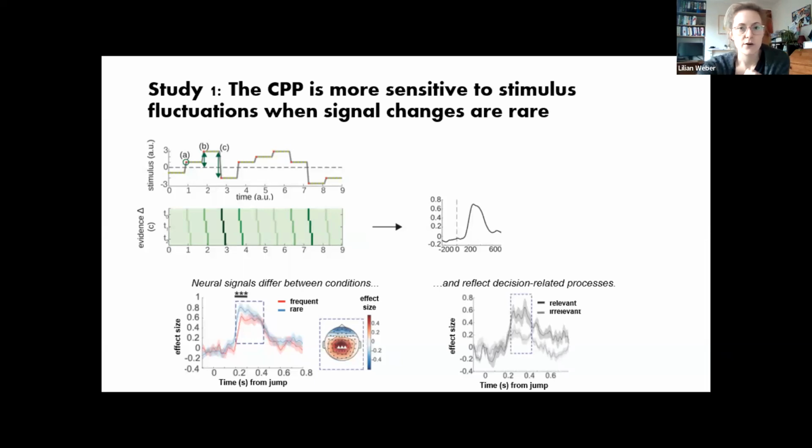And she also ran a control experiment where she additionally introduced vertical motion in the stimulus, which followed exactly the same statistics as the horizontal motion, but it was completely irrelevant for the decision. So it was just sensory input. And she saw that the signal seems to be specific to the decision-relevant information. So it's not just some sensory processing, but it seems to capture some decision-related process.